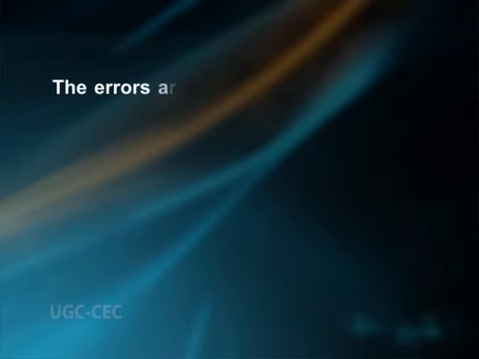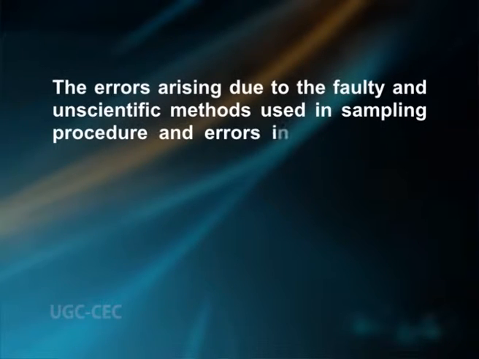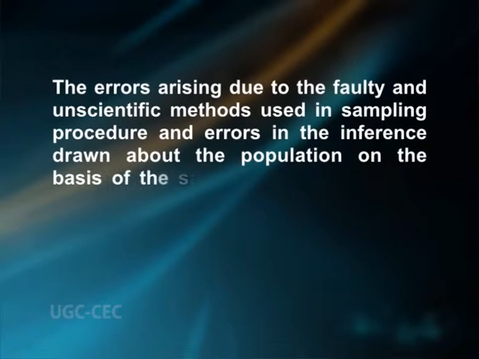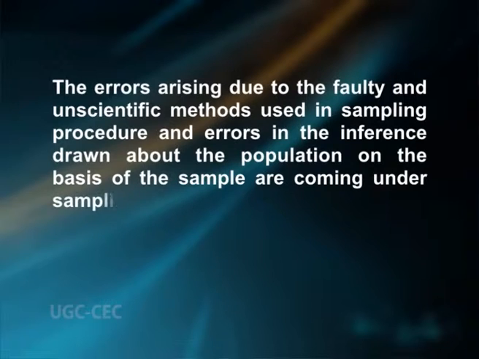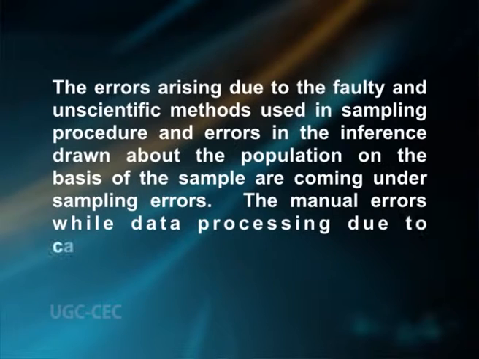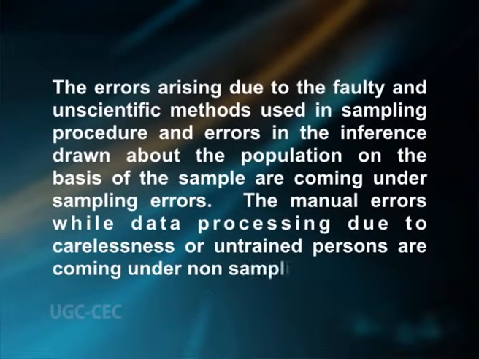The possible errors in data collection are classified into sampling and non-sampling errors. The errors arising due to the faulty and unscientific methods used in the sampling procedure, and errors in the inference drawn about the population on the basis of the sample, come under sampling errors. The manual errors while data processing due to carelessness or untrained persons come under non-sampling errors.